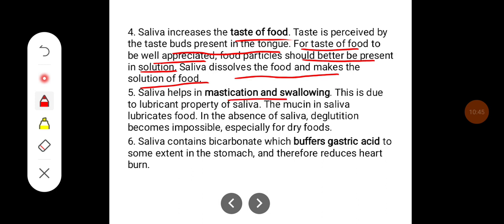Saliva helps in mastication and swallowing. This is due to the lubricant property of saliva. The mucin in saliva lubricates food. In the absence of saliva, deglutition becomes impossible, especially for dry foods. Saliva contains bicarbonate, which buffers gastric acid to some extent in the stomach and therefore reduces the heartburn.